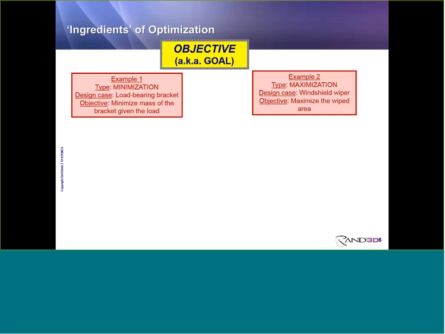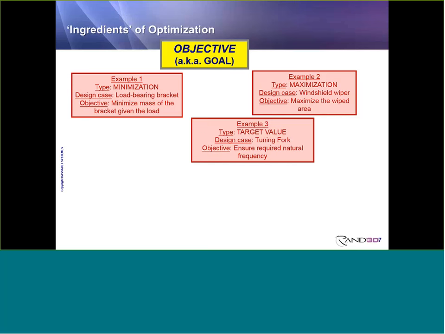The second type is maximization. An example here, let's say we want to design a windshield wiper, and come up with the best configuration as far as geometry, coordinates, locations of arm and blade, et cetera. The objective becomes to maximize the wiped area.